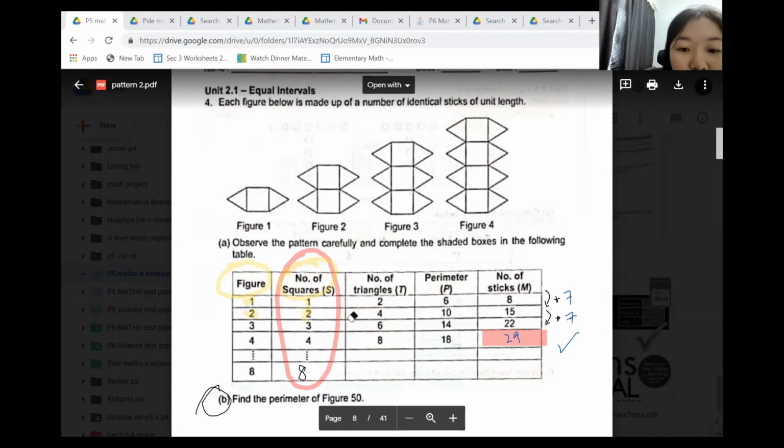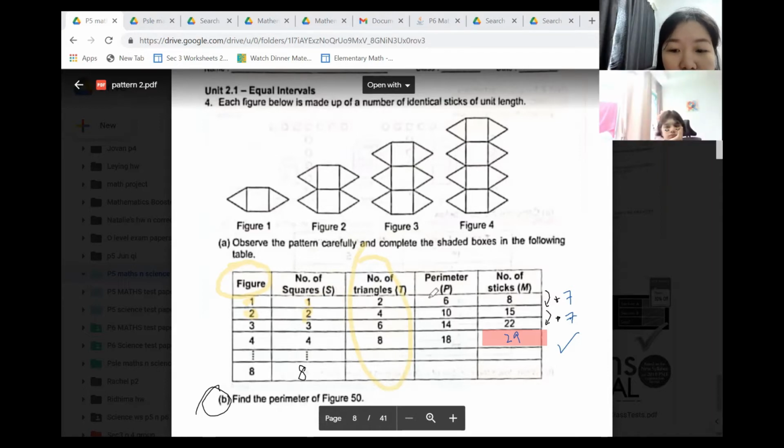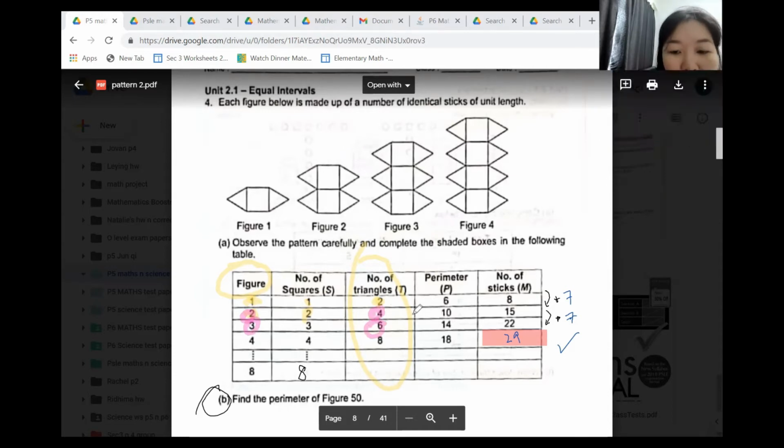Moving on to the next one. I also need to think for the triangles. Since I'm thinking of triangles now, I also have to think what is the link between the triangles and the figure number. In this case, figure number 1 has 2 triangles, figure number 2 has 4, and figure number 3 has 6. So you can see that it's 2 times. It's pretty clear that this is going to be 2 times, so here it will actually be 16. Am I correct or not?